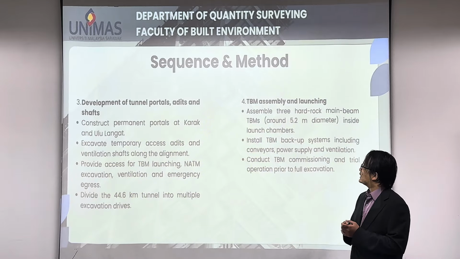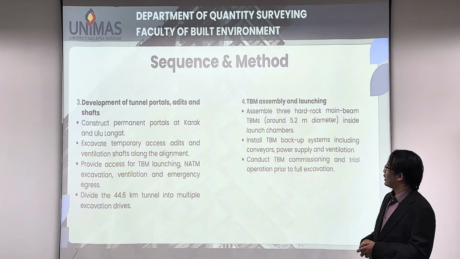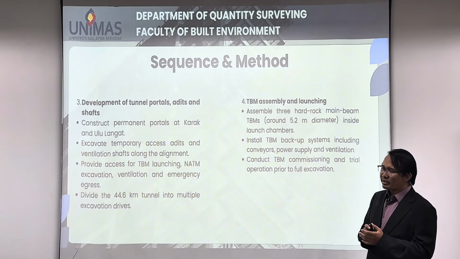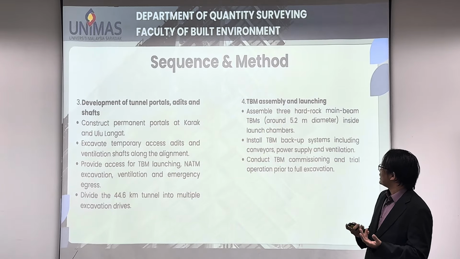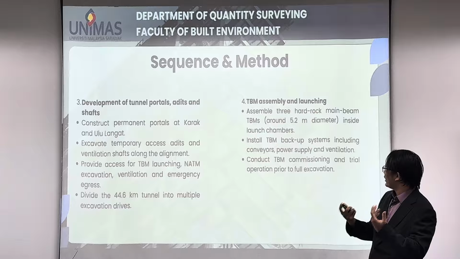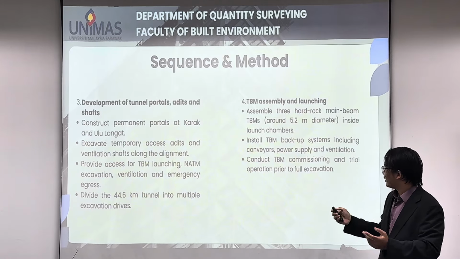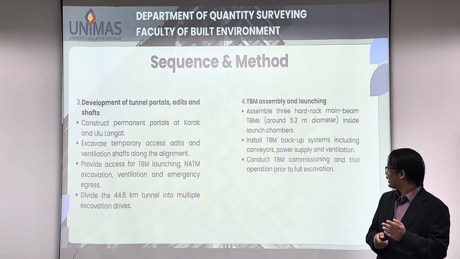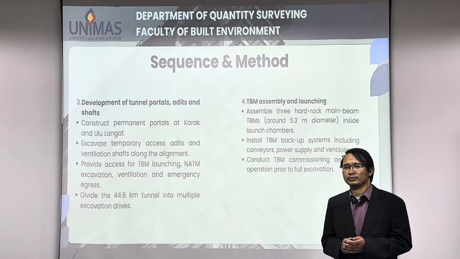The next sequence is the TBM assembly and launching. It is to assemble a Robbins hard rock main beam TBM, which has around 5.2 meters diameter, inside the launching chamber. Then the TBM is installed with a backup system including a conveyor, power supply, and ventilation. Then the TBM commissioning and trial operation are conducted prior to the full excavation.